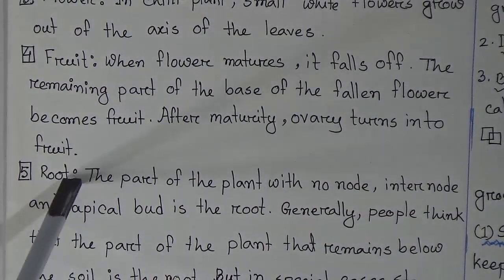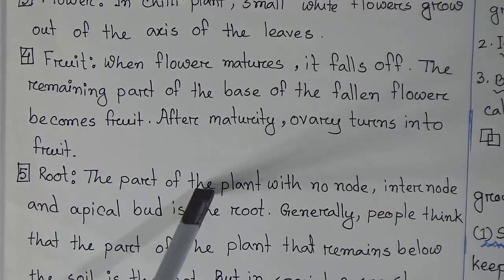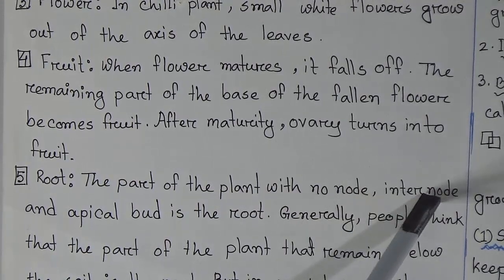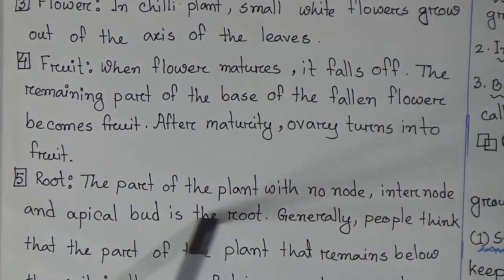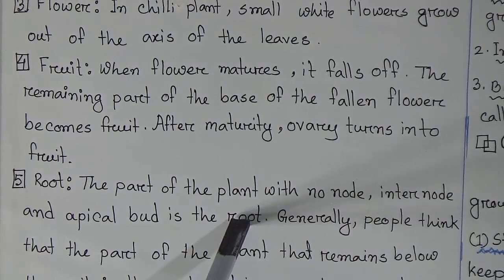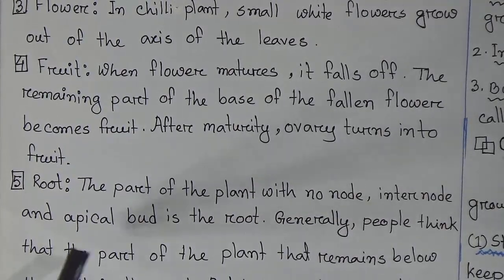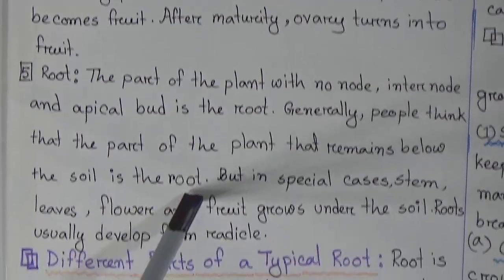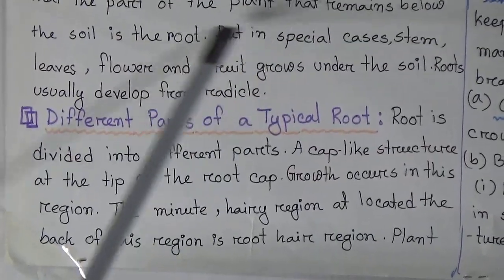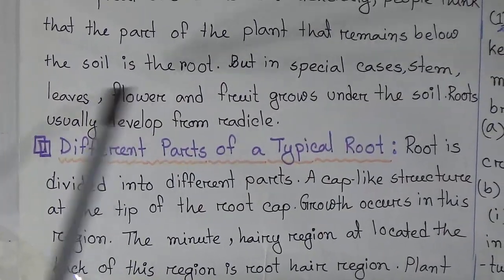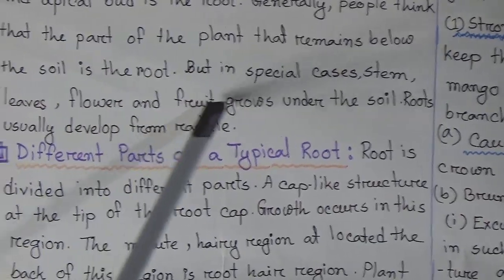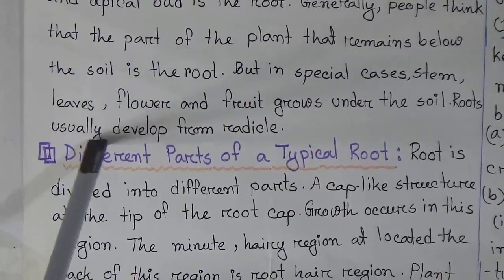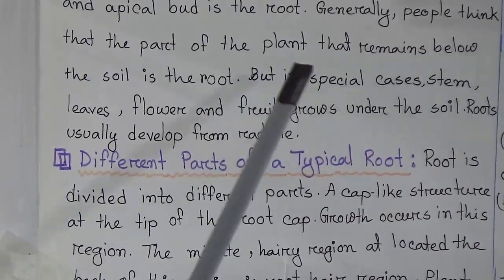Our last part is root, the part of the plant with no nodes, internodes and apical bud. Generally, people think that the part of the plant that remains below the soil is root, but in special cases, stem, leaves, flowers and fruits grow under the soil. Roots usually develop from radicle.